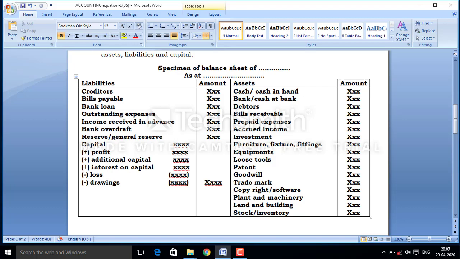Next is investment. So investment is a kind of asset. Furniture, fixtures and fittings are a kind of asset. Equipment, loose tools, patent, goodwill, trademark, copyright, these are all kinds of assets, and these are intangible assets, as we have already discussed in accounting terminologies under the heading of different kinds of assets, where we classified the assets on a tangible and intangible basis. Next is plant and machinery, land and building, stock or inventory. These are all kinds of assets.